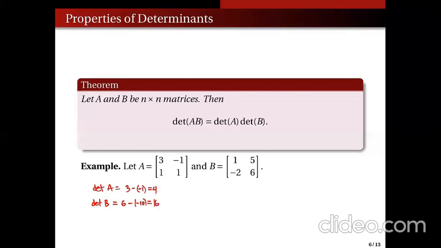So according to this theorem, determinant of AB is equal to determinant of A times determinant of B, which is 4 times 16, equal to 64. Let us verify this. Let us multiply out A and B. The matrix A is 3, negative 1, 1, 1, and then we have the matrix B, 1, 5, negative 2, 6.